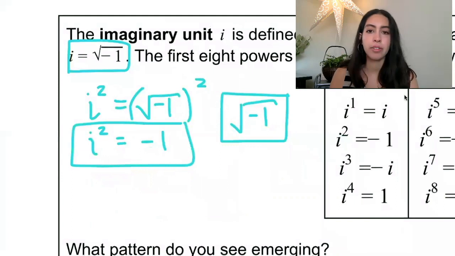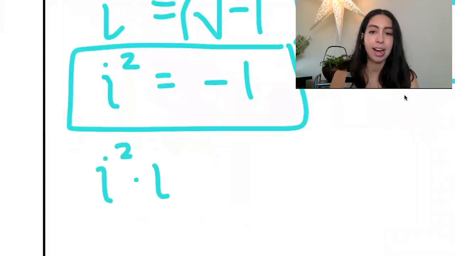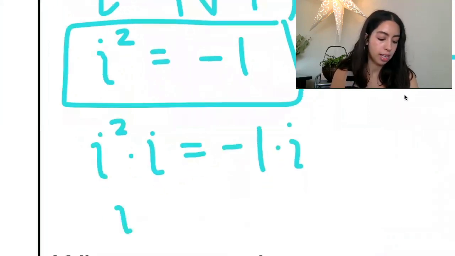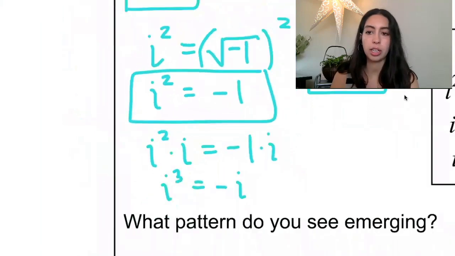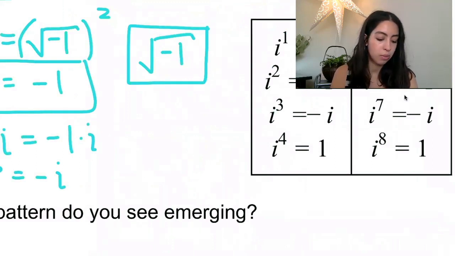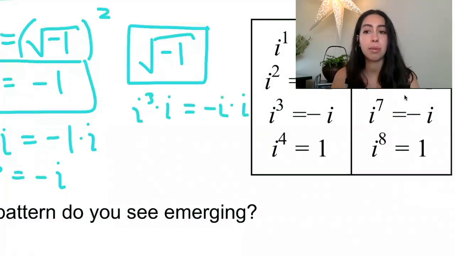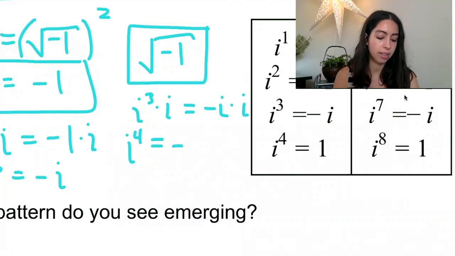So we've figured out that i squared is equal to -1, and then what we'll do is take i squared and multiply it by i, because that will give us i cubed. And so that would mean we have to take -1 and multiply it by i. So then we're left with i cubed is equal to -i, which we can see on the chart here. And continuing with this pattern, we take i cubed and multiply i cubed times i. So that will be the same thing as taking -i and multiplying it by i. And so we figure out that i to the fourth is equal to -i squared.